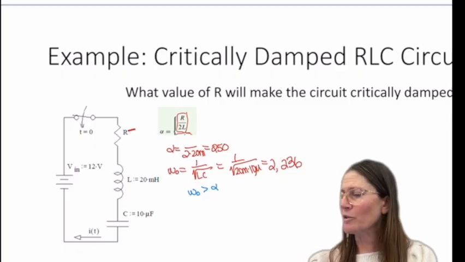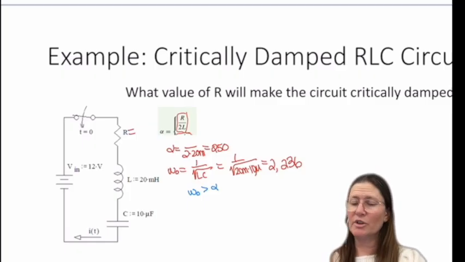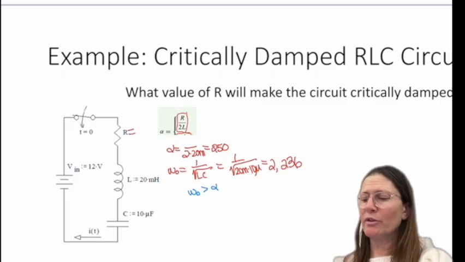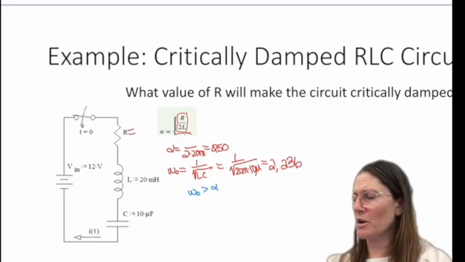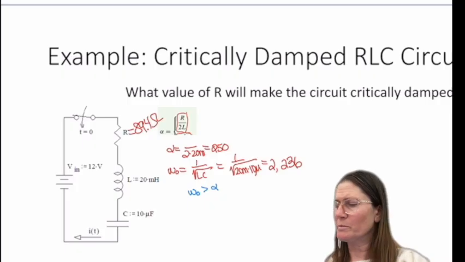You can also design your circuit by solving these and then picking a value for R to get you in whatever mode you want to be in. So this is 89.4 ohms.